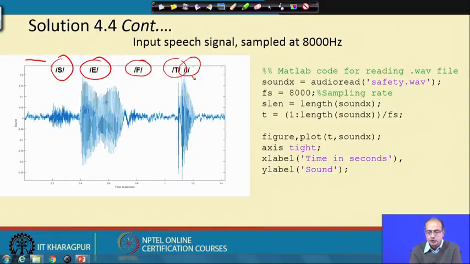So, we get the different kinds of sounds. This is unvoiced, then this is voiced, this is unvoiced, this is voiced, sorry, this is again unvoiced, this is voiced.